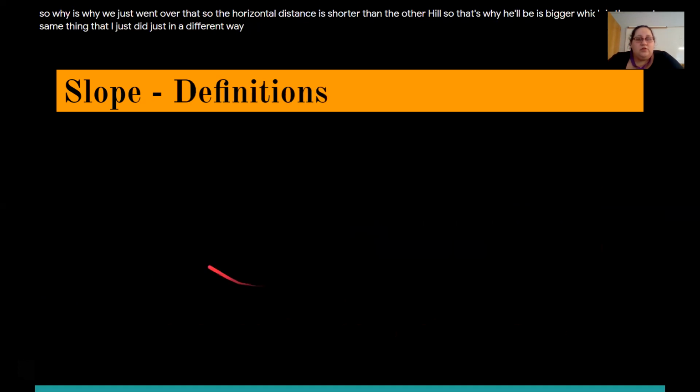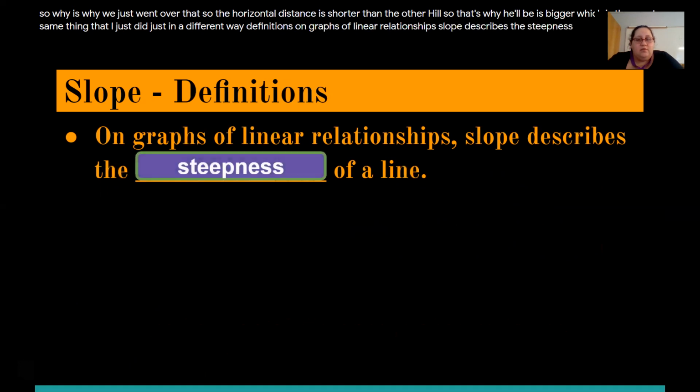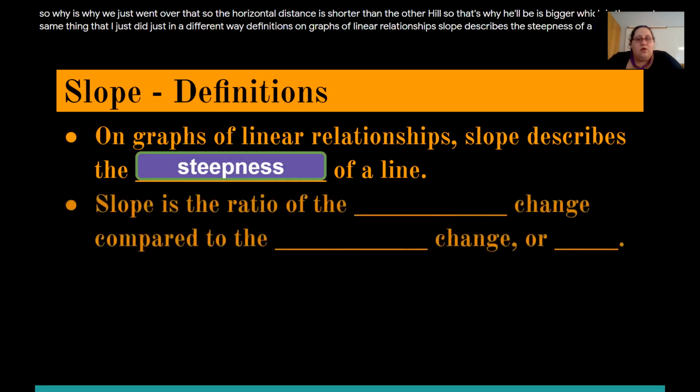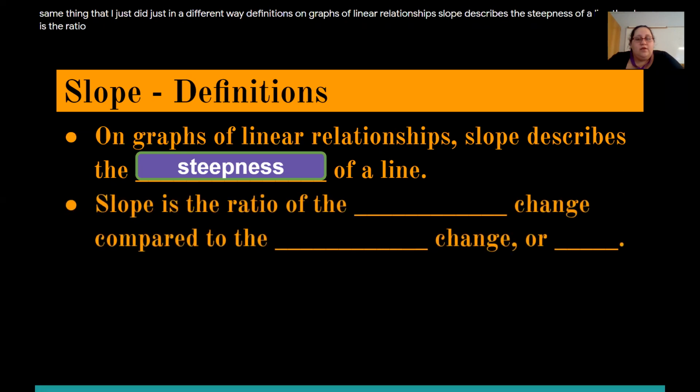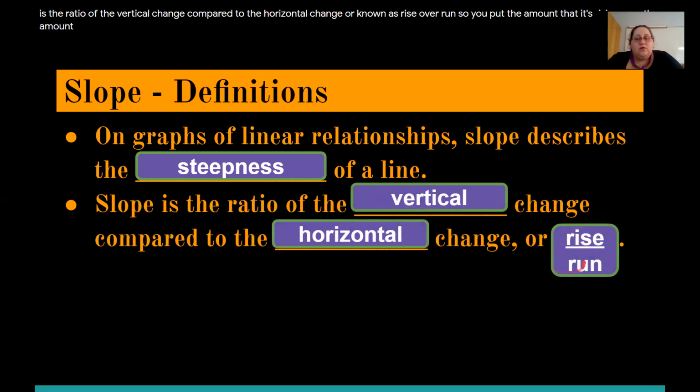So slope definitions. On graphs of linear relationships, slope describes the steepness of a line. The slope is the ratio of the vertical change compared to the horizontal change, or known as rise over run. So you put the amount that it's rising over the amount that it's running, which means going left to right, this one's top to bottom.